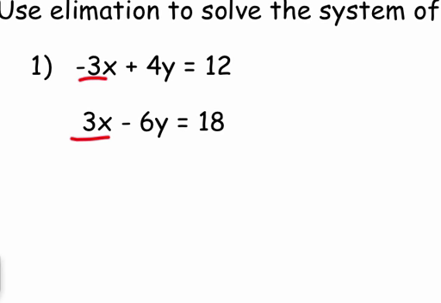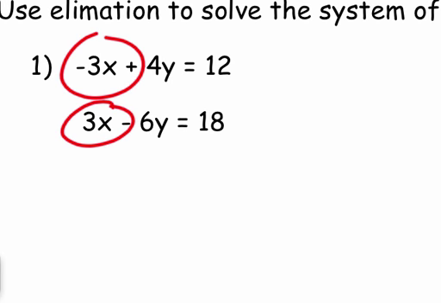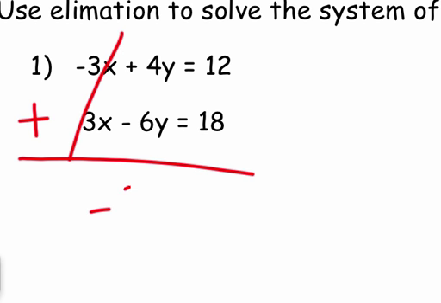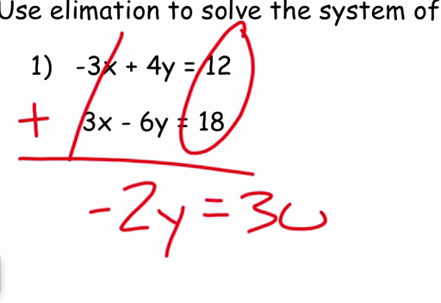Do I want to add these two equations or subtract them? Well, one's a negative and one's a positive, so I want to add these two equations in order to cancel my x's, to eliminate my x's. So I'm going to add both equations. Negative 3x and a 3x eliminate each other. 4y plus a negative 6y leaves me with negative 2y. Bring my equal sign down, and 12 plus 18 gives me 30.